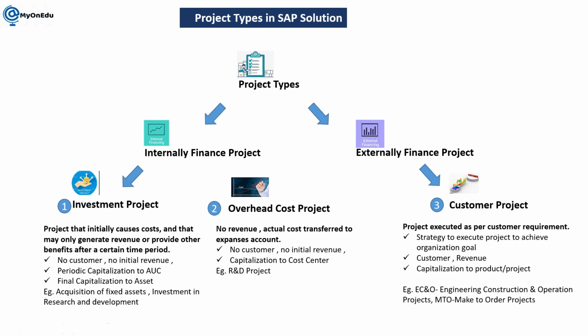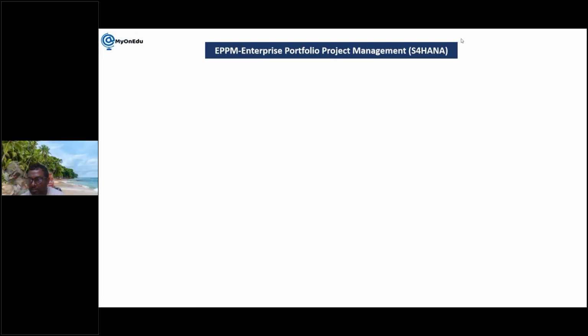So here in SAP, we have different business process scenarios and different SAP models to manage these kinds of projects. Let us understand the concept of EPPM, Enterprise Portfolio and Project Management. Basically, in EPPM we have a combination of different modules. There are 4 major modules we have here in EPPM.